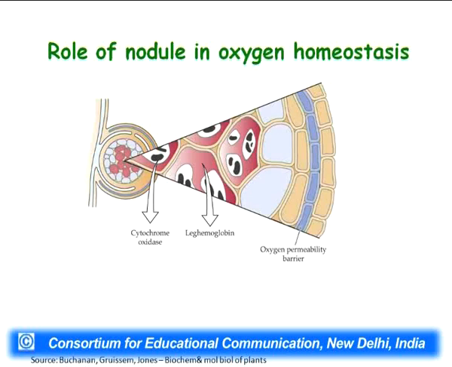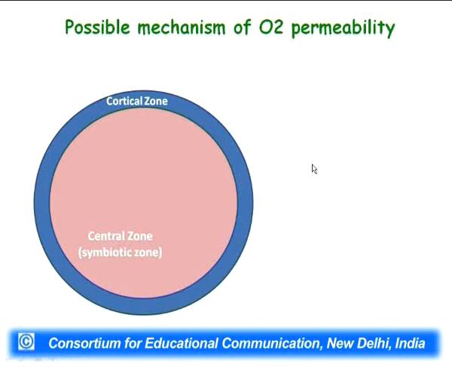Other than that permeability barrier, you see the cells also have leghemoglobin that helps, and there is a cytochrome oxidase. I will speak about all of them. To begin with, oxygen permeability. It would be interesting to know how cells can selectively allow oxygen to flow. To make you understand, I have drawn these figures over here, showing a possible mechanism of oxygen permeability.